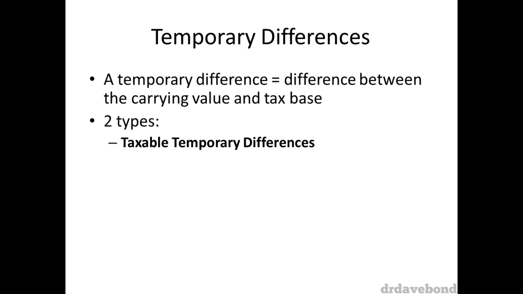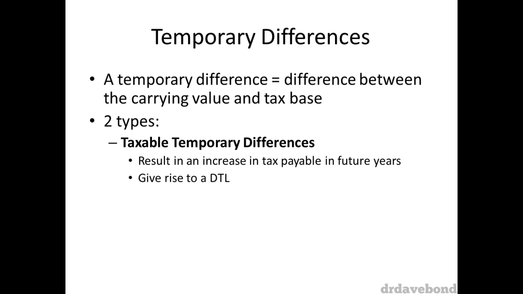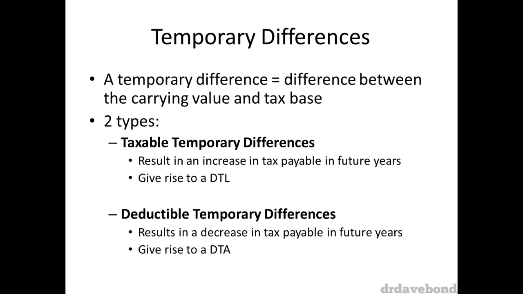The first type are taxable temporary differences. These are temporary differences which result in an increase in tax payable in future years. They give rise to DTLs. The second type are deductible temporary differences, and these temporary differences result in a decrease in tax payable in future years. They give rise to DTAs.